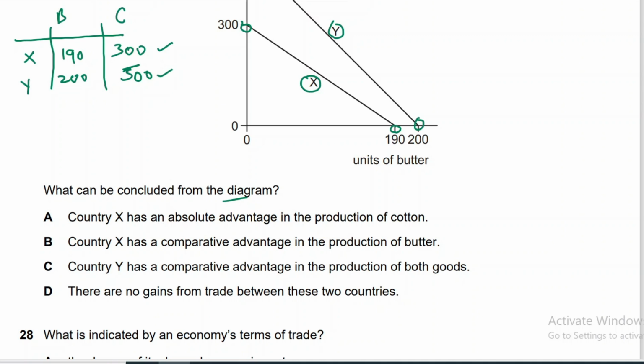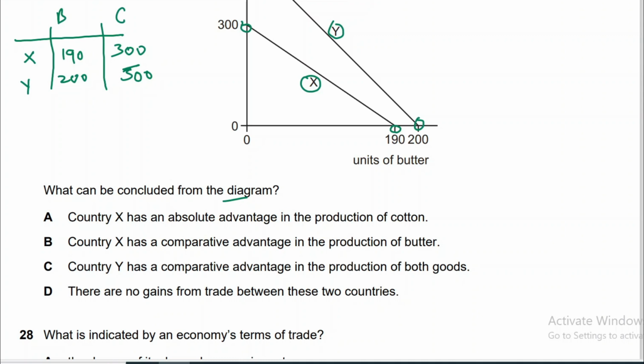So if a country can produce less than Y, then it cannot have absolute advantage. Absolute means clear-cut advantage. In cotton, Y can produce more cotton than X, so Y has absolute advantage in cotton. X has absolute disadvantage in cotton.